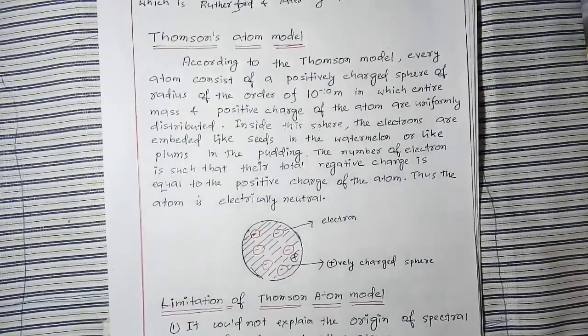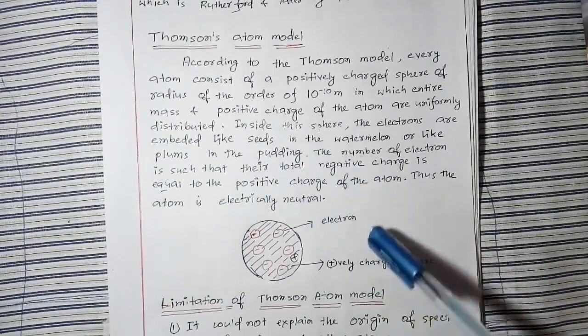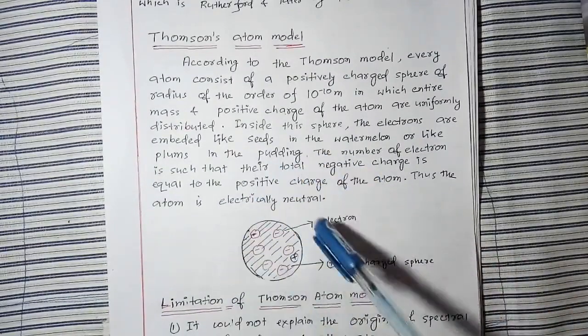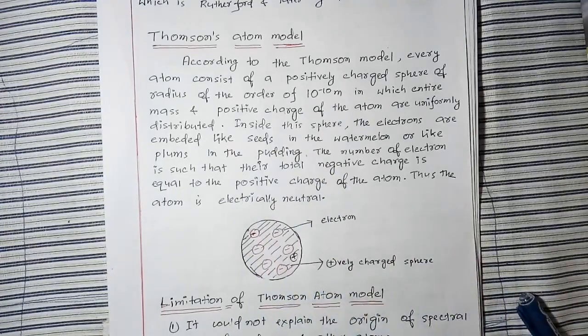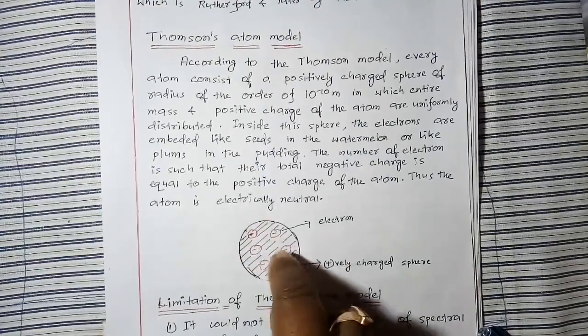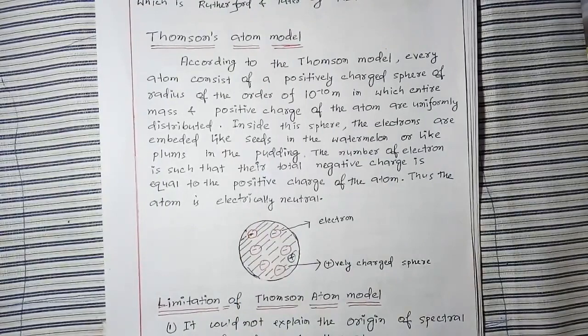For example, in this diagram, suppose this whole sphere is a watermelon, and the small negative spheres that I'm showing are what? These are electrons, and the whole other part except the negative electrons is the positive charge of the atom, which is uniformly distributed. The total positive charge of the atom is uniformly distributed over the whole atom.